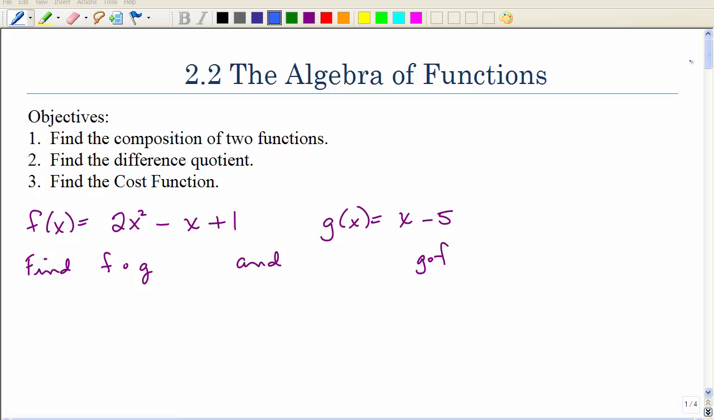All right, this is section 2.2. Again, mostly a review from college algebra, but we need to look at how to do the composition of two functions. We're going to then practice the difference quotient that's really going to get us ready for the calculus in a few sections. And then we're going to look at an application problem about the cost function, which is going to continue to come up throughout the semester.